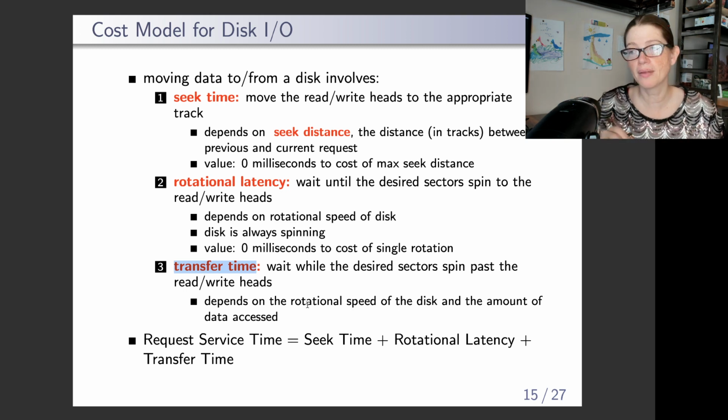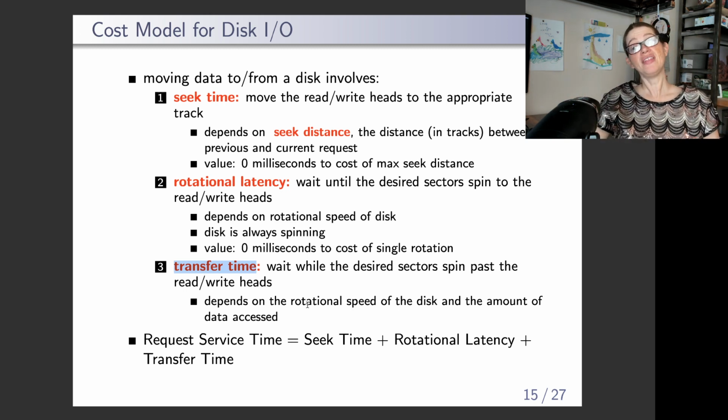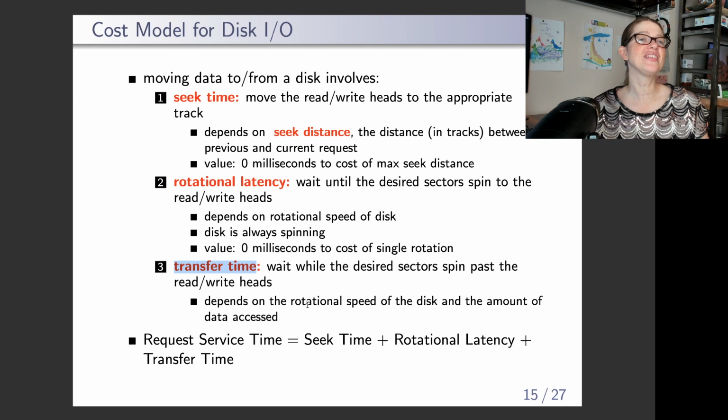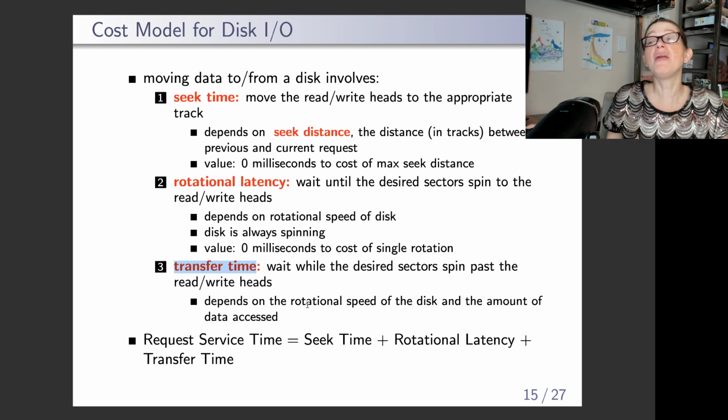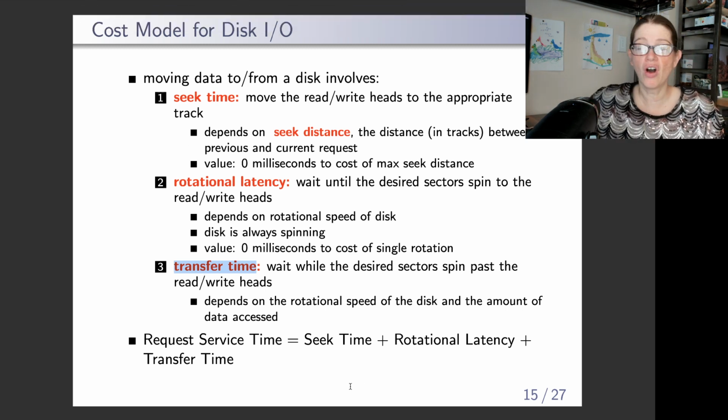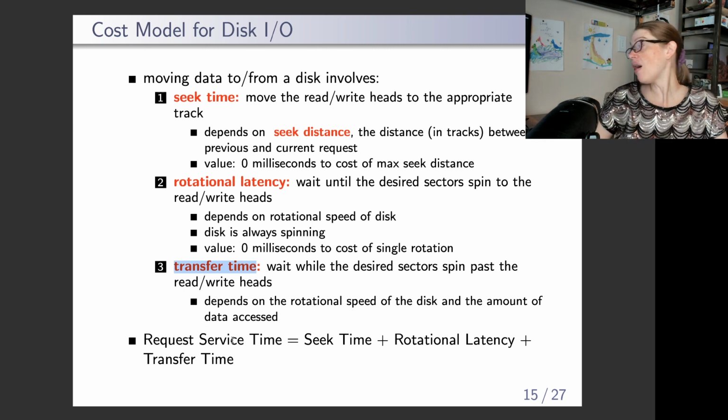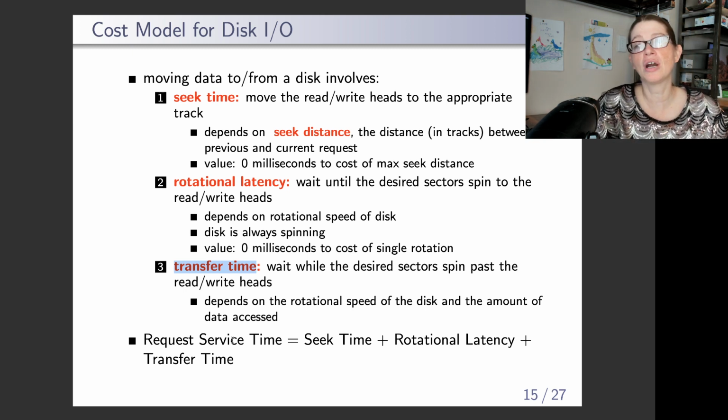the whole track. So then we have the IO request service time, or request service time. And that is actually going to be the sum of these three costs. So seek plus rotational latency plus transfer time. Now, I always get asked, why do we add these together? Because can't I be rotating the platter while I am seeking?